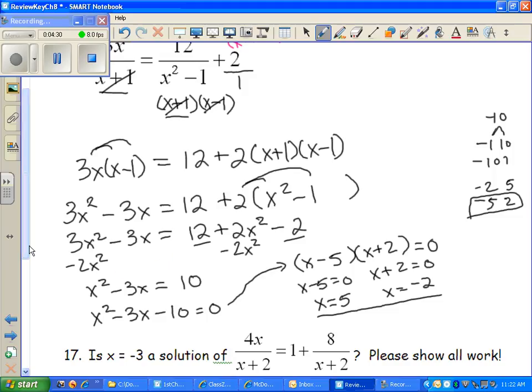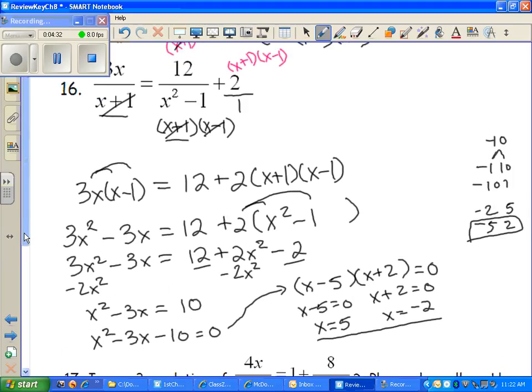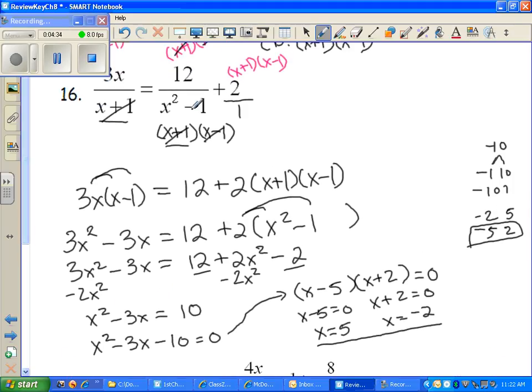Now, one thing you have to make sure of is that if you plugged it back into your original denominators, that you will not get 0 anywhere. For example, if you had negative 1 for an answer and you plugged it into this first denominator, you would end up getting 0, and that's not allowed. So you need to double check that neither of these will give you a 0 when you plug them into the denominator. And neither of them do, so here we have two answers, 5 and negative 2.